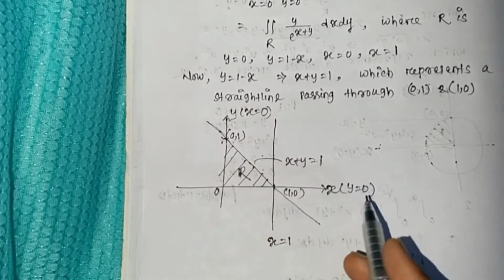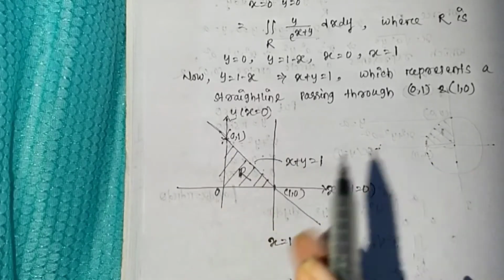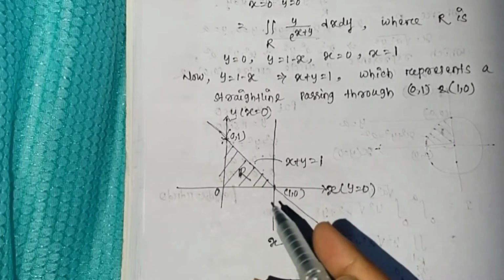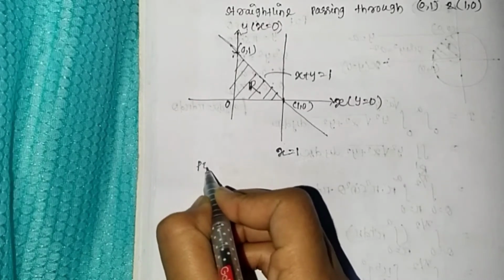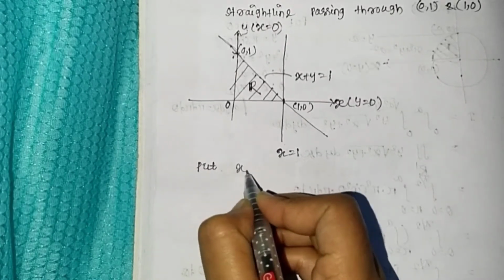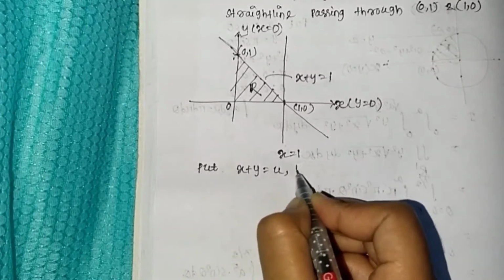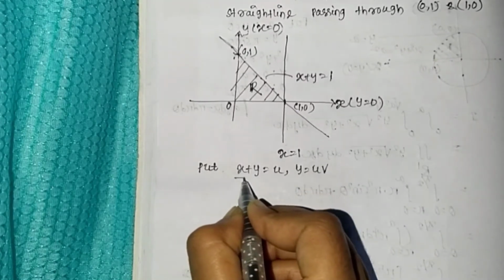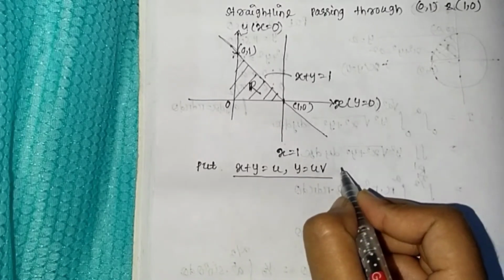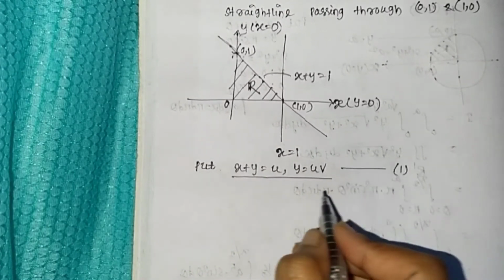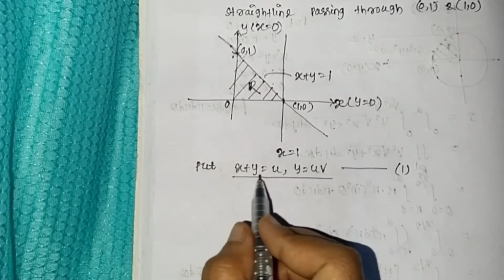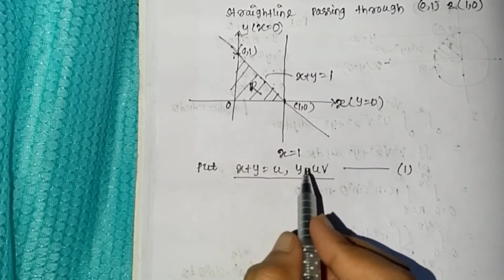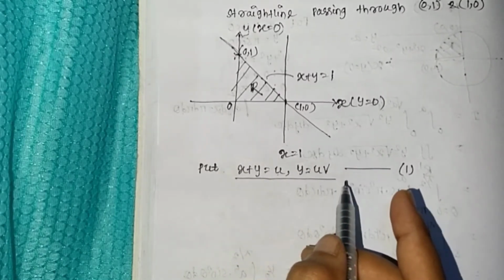So we change this region into uv variables. Then how will it be shown in the diagram? For changing the variable, first we take some functions in uv form. So put x plus y equal to u and y equal to uv. That is equation 1. Then we change the variables. For solving this, we find x as a function of u and v, and y as a function of u and v.